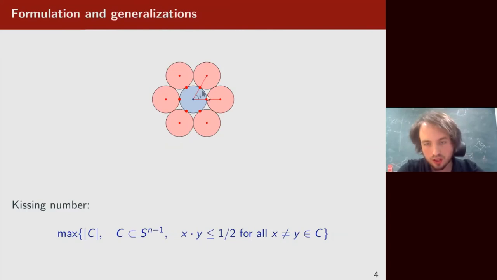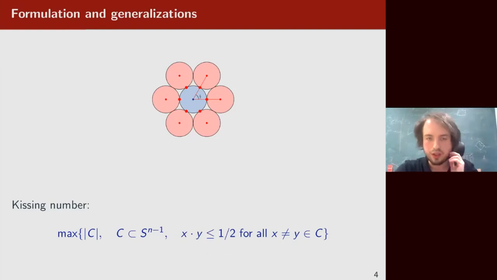So you want the angle to be at most pi over 3, right? So here it's the same as controlling the inner product. You just want the inner product to be at most 1/2. Okay, so you want to put as many points as possible. So this is what I would call the code. So you want the largest code on the sphere such that the inner product is at most 1/2 for every pair of distinct points.